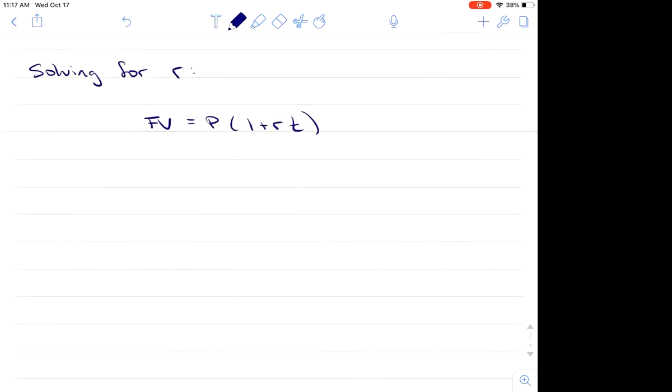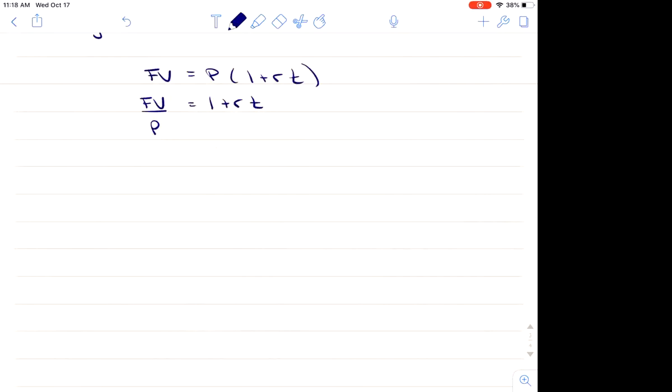And so from here, how would we solve for R? We have to divide both sides by P, so we get future value over P is 1 plus RT. We don't need those brackets anymore because we're just adding in there. Nothing's being multiplied by those brackets.